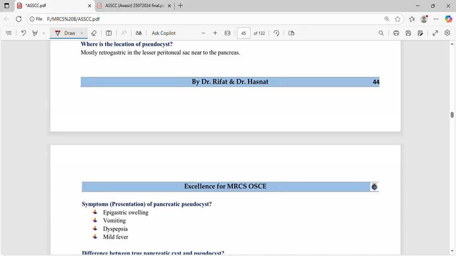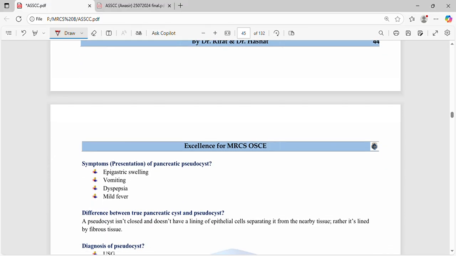Okay. So symptoms presenting of pancreatic pseudocyst. Remember, a pseudocyst can cause dull pain because of the stretch, and it can cause obstructive jaundice. It can cause vomiting, gastric outlet obstruction by pressing on the stomach. It can also cause dyspepsia, vomiting, gastric swelling, and mild fever. And sometimes it can also cause problems in respiration as well.